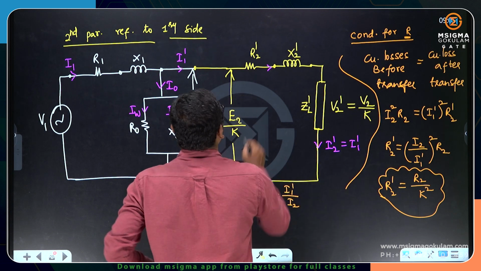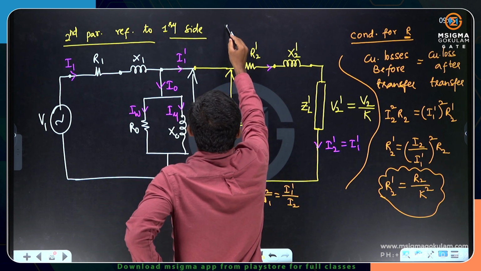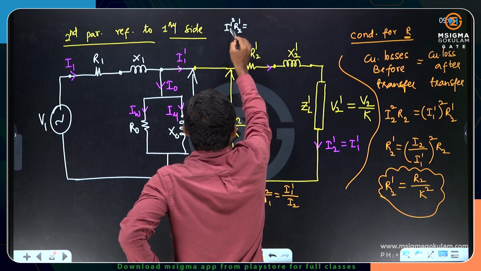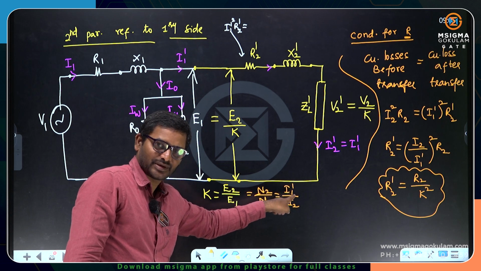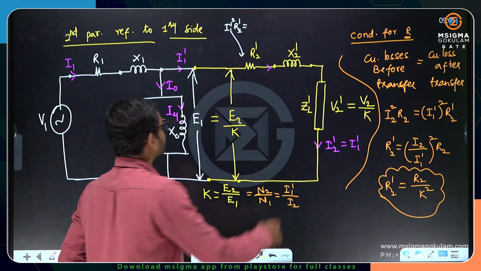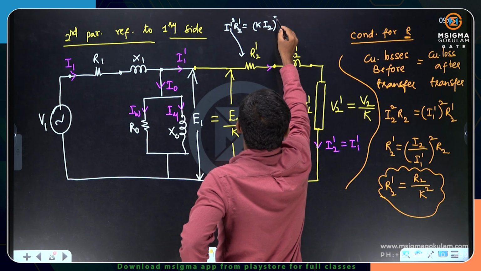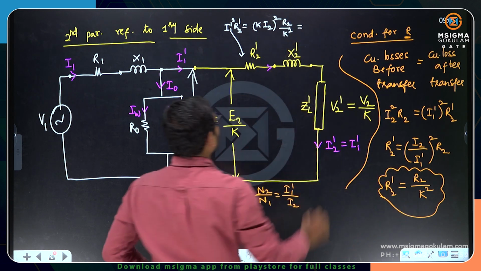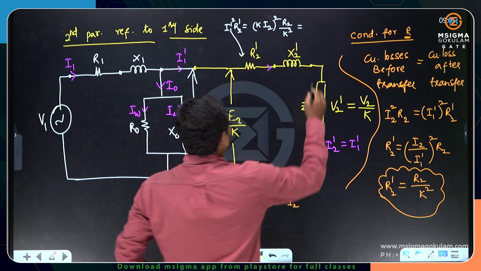Let me cross check here. What is the current flowing through this one? I1 dash square into R2 dash. Now what is I1 dash? From the transformation ratio, I1 dash is equal to K times I2. So I am writing I1 dash is equal to K times I2 whole square, and R2 dash, just now we have got it, that is R2 by K square. Now you can cancel out the K square term.